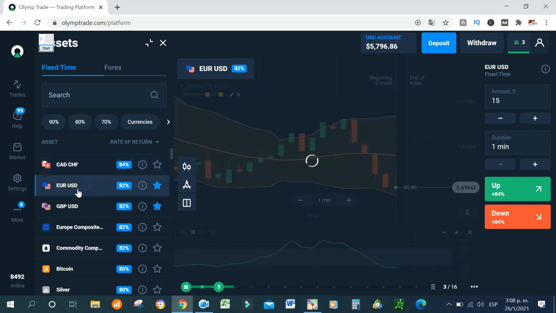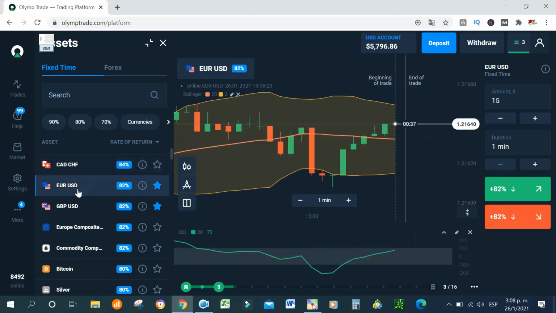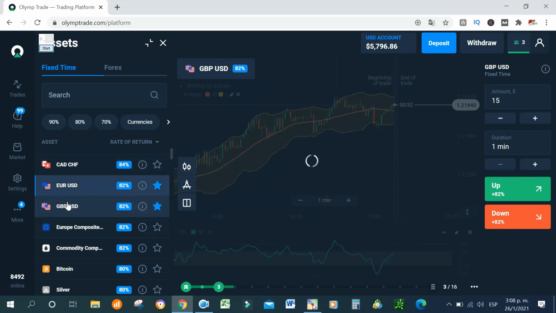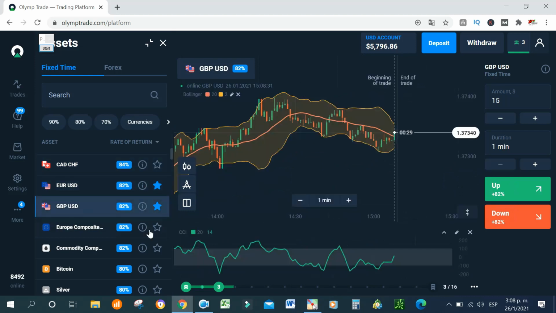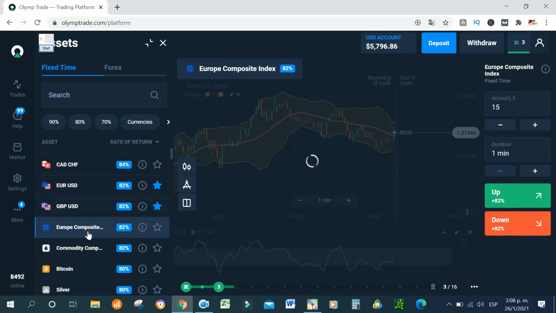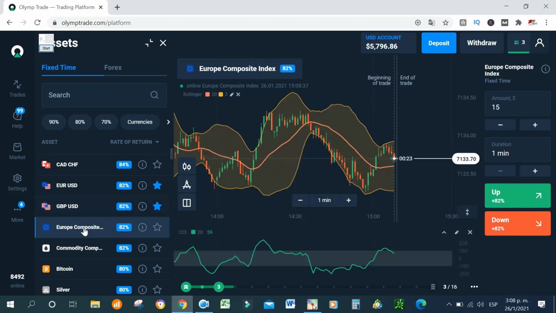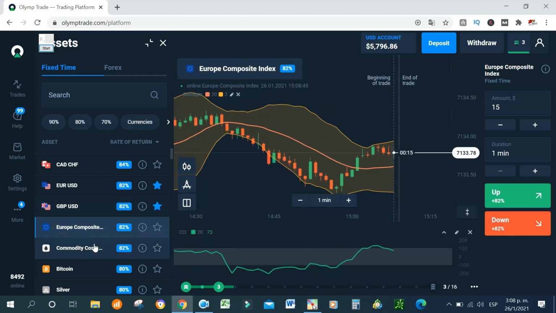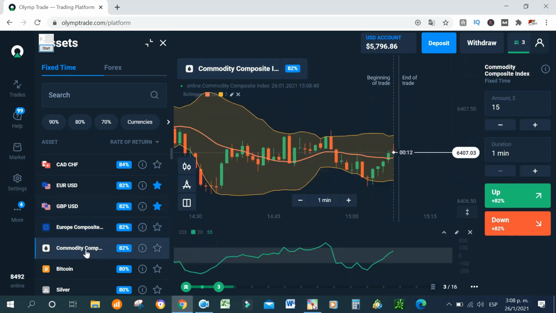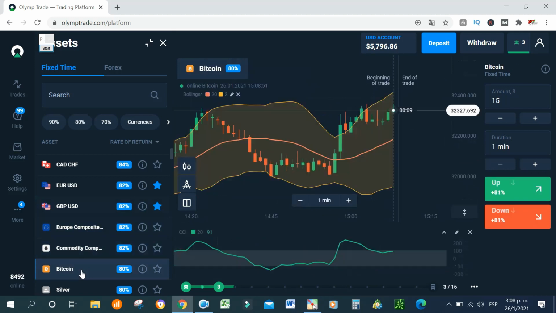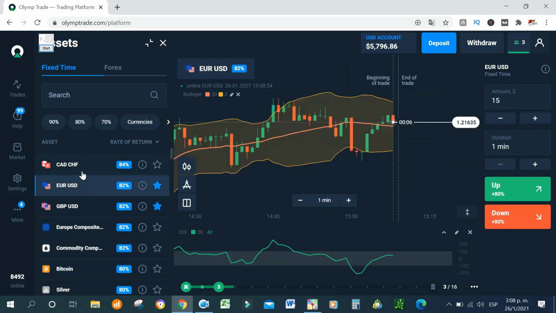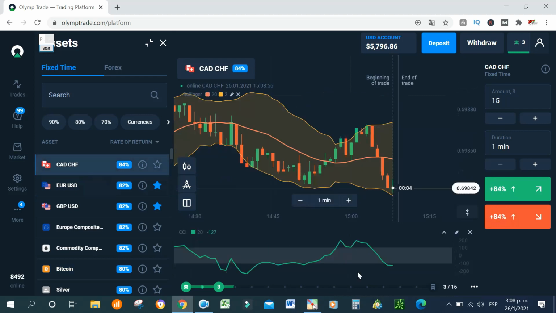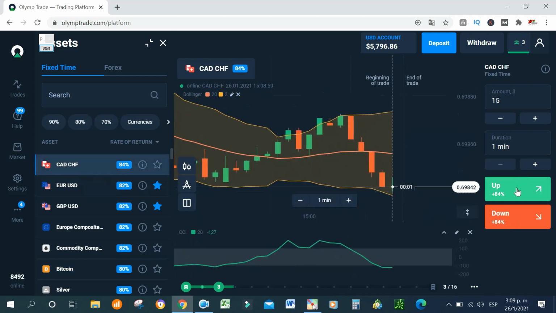Yeah, let me check the USD pair to see what is happening. We have an index here, which is the Euro Composite Index. We can trade that index too, but let me check the commodity composite. Bitcoin. What else? No, it's okay. Let's see this pair again. All right, let's do it.